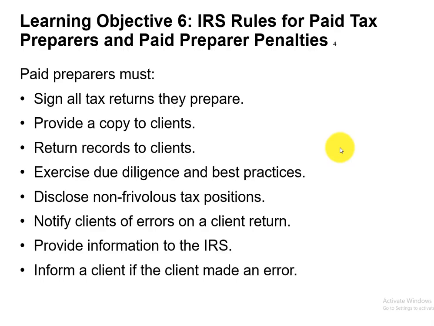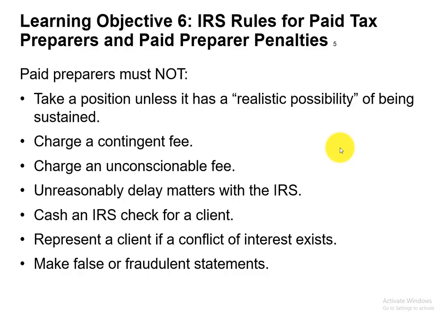Okay? If you make errors, and they do, everybody does, you need to notify your clients as soon as possible. Okay? Provide any information that is requested by the IRS. You really don't have attorney-client privilege. You kind of have to cough up. Now, there are certain things that have been ruled you can leave out, but it's pretty narrow for us who prepare taxes. Okay? And, of course, if the client makes an error, you want to let them know so that they can correct it. Okay?